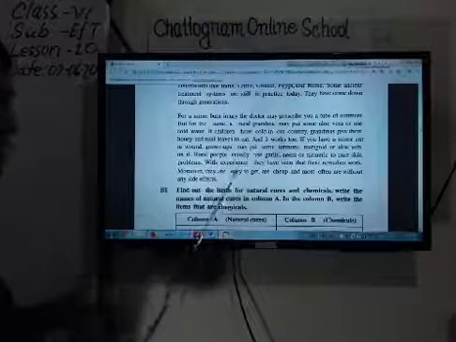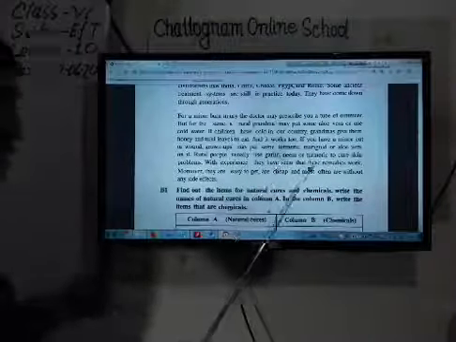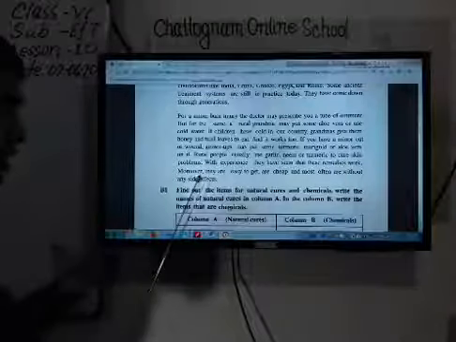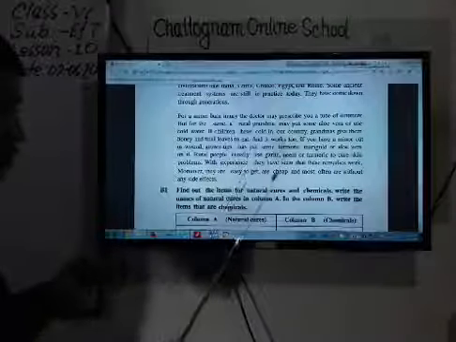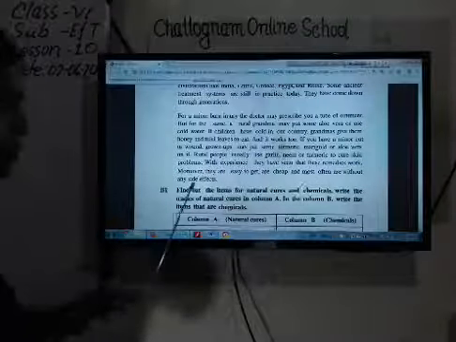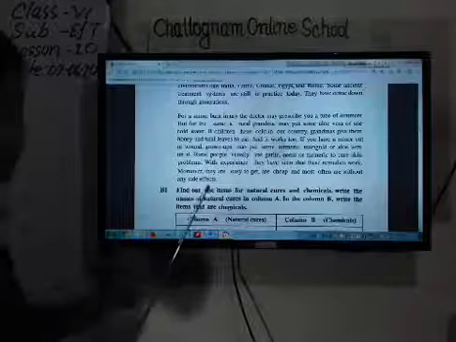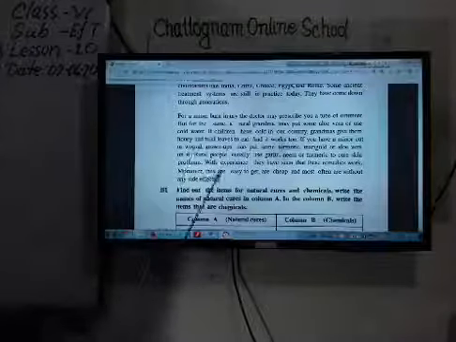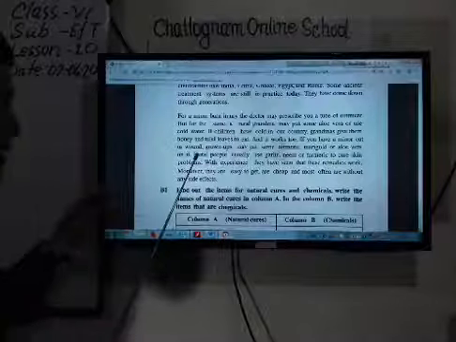With experience, they have seen that these remedies work. Moreover, they are easy to get, cheap, and most often without any side effects. Students, now I'm going to again translate this into Bengali.